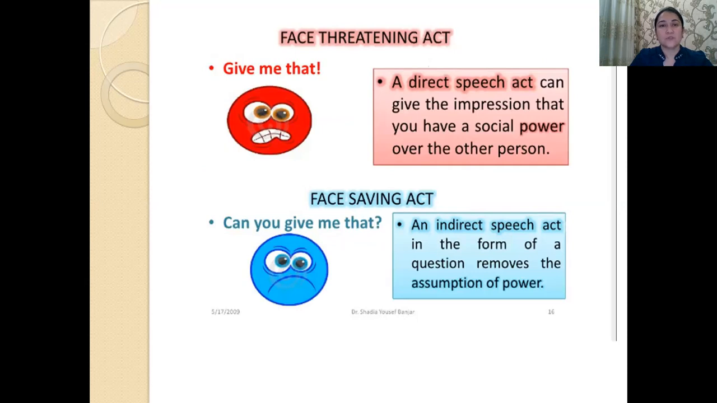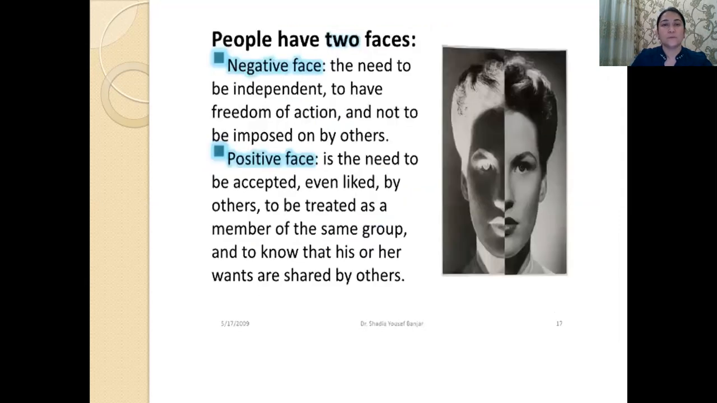Other examples, give me that. Give me that is a direct speech act. It can give the impression that you have social power over the person. And the next one, can you give me that? An indirect speech act in the form of a question removes the assumption of power.